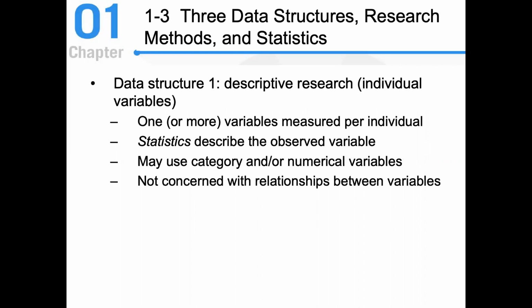So data structure 1, descriptive research, individual variables. One or more variables measured per individual. Statistics describe the observed variable. May use categorical and/or numerical variables. Not concerned with relationships between variables.